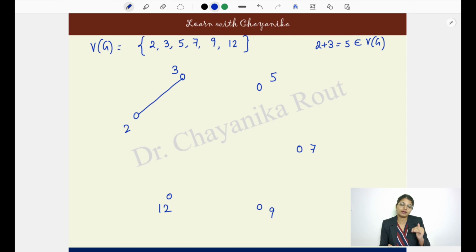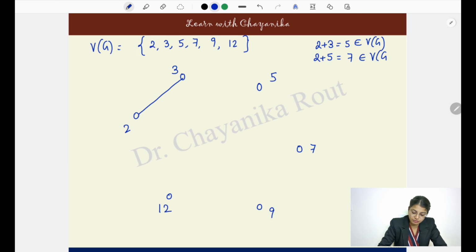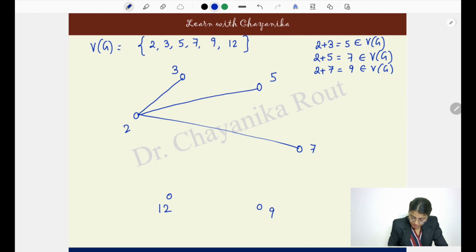Then I move my focus to the next vertex 3. That is how we do. So after 2, 3, I will move to the pair 2, 5. Now 2 plus 5, this sum is 7, which is again an element of my vertex set, enough for me to know that there is an edge between 2 and 5. Then the next pair is 2 and 7, their sum is 9, which also belongs to the vertex set. So we have an edge between 2 and 7.